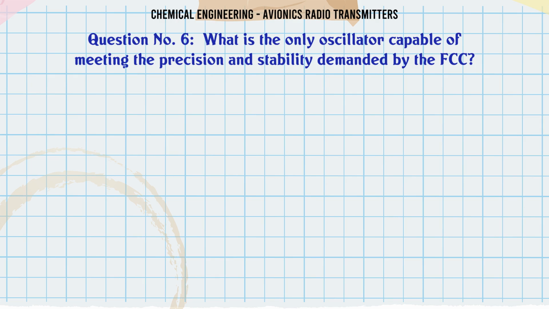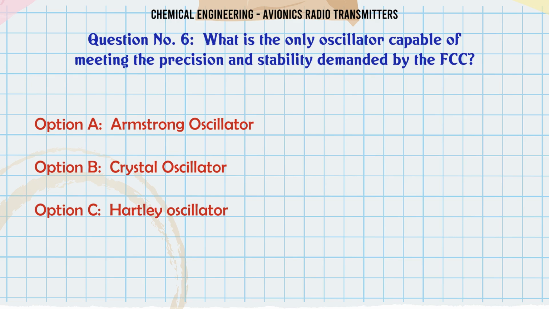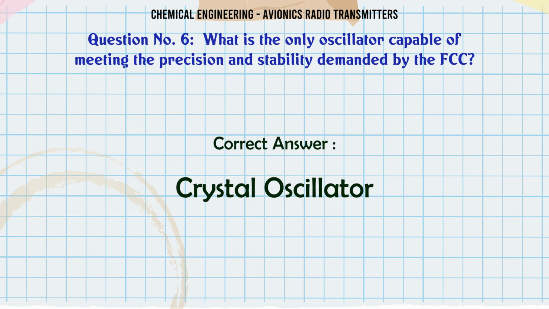What is the only oscillator capable of meeting the precision and stability demanded by the FCC? A. Armstrong oscillator. B. Crystal oscillator. C. Hartley oscillator. D. RC phase shift oscillator. The correct answer is crystal oscillator.